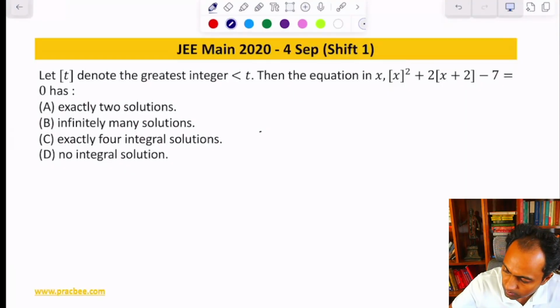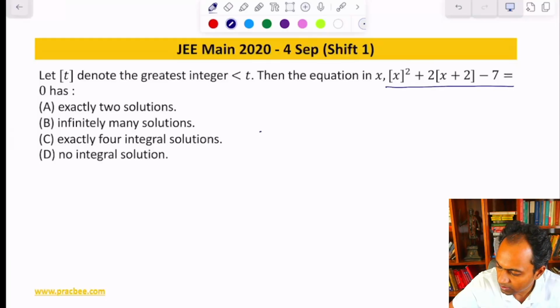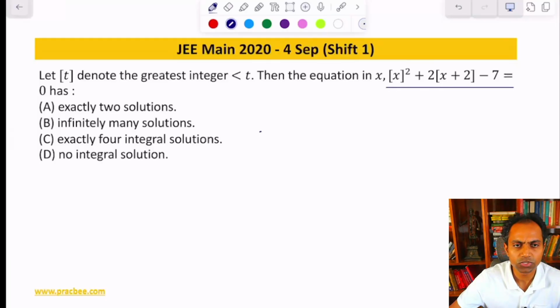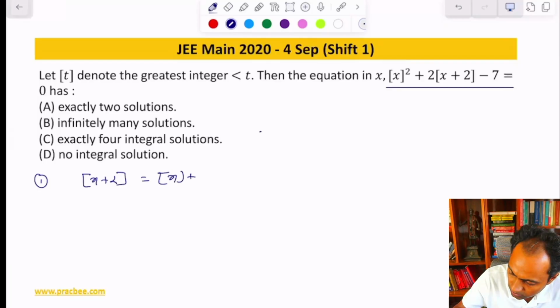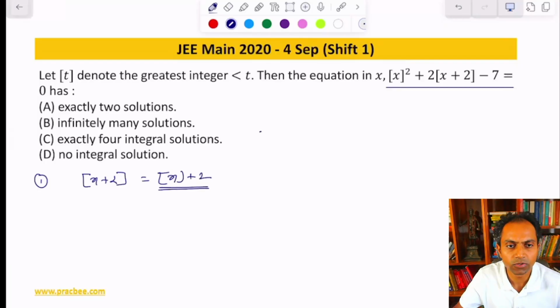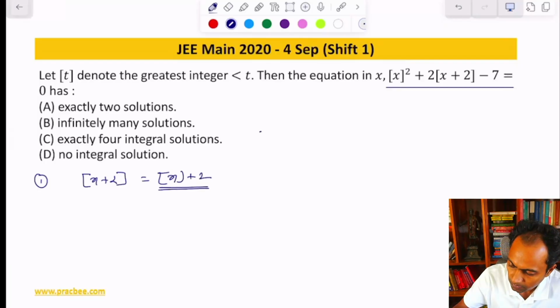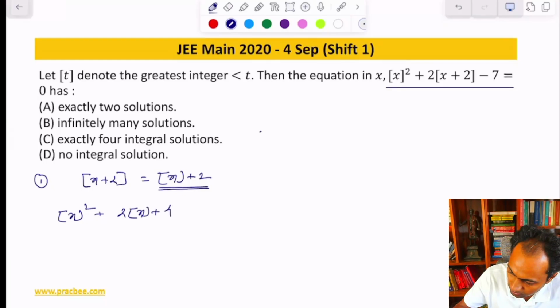This question talks about a GIF equation that is written like this, and it is quite a standard one. You just need to know one property: if inside a greatest integer function there is an integer, it can be taken outside. It could be positive, it could be negative, does not matter. Once you do this, the equation starts looking like this: GIF whole square plus 2 times greatest integer function plus 4 minus 7 is equal to 0.